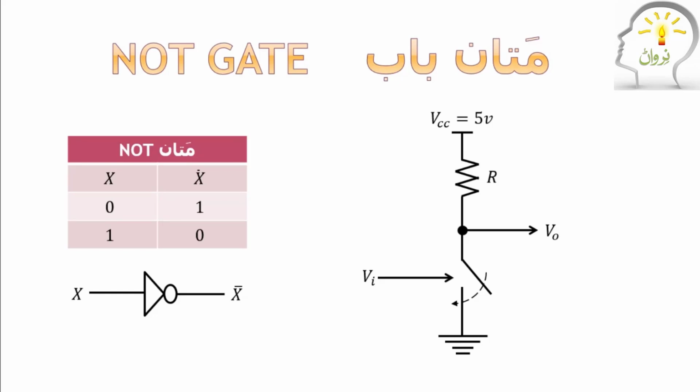You will apply low voltage here. This switch will remain open and output will be high. And if you apply high voltage, this switch will close and output will become low. So for high input, output will be low, and for low input, output will be high. So this circuit will work as an inverter.